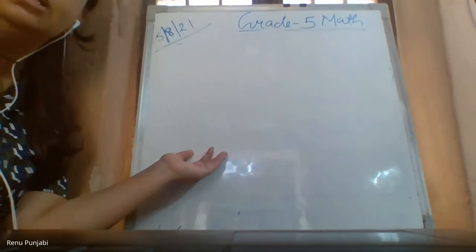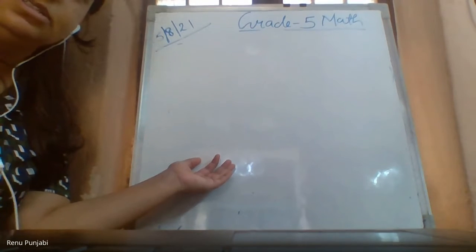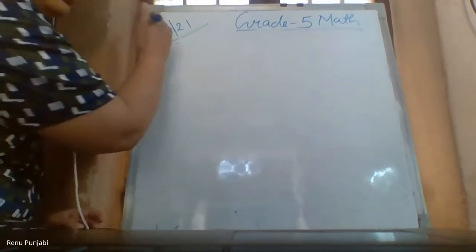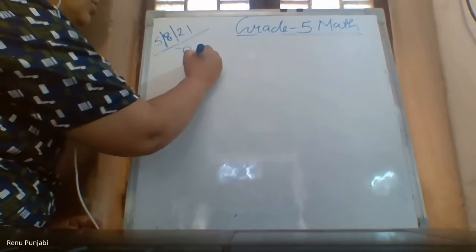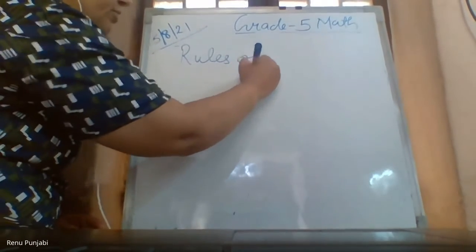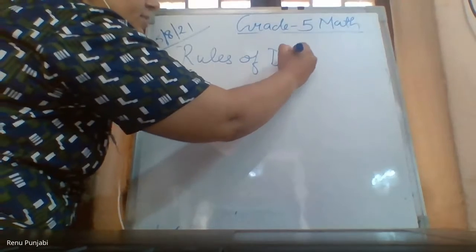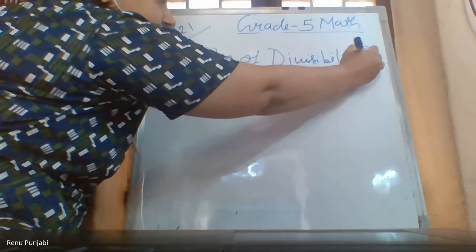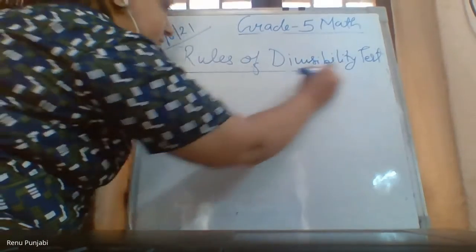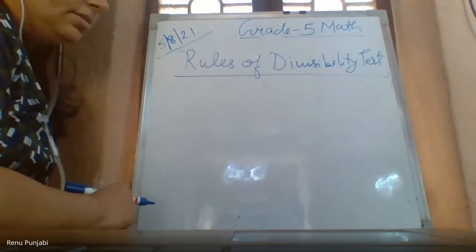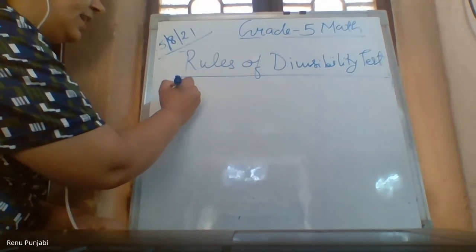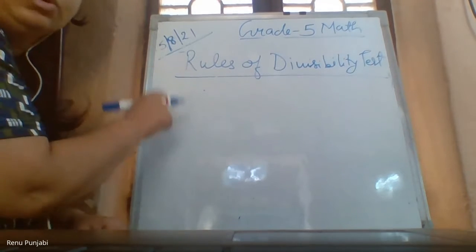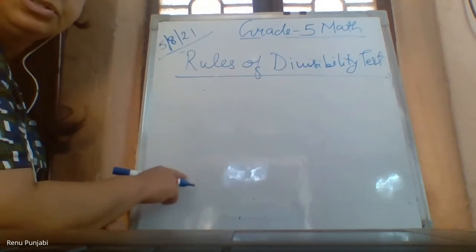First, let me start the new concept. So, students, please write in your notebook: rules of checking the divisibility test. After giving the heading, don't write anything, just look at the board because I am doing the explanation.